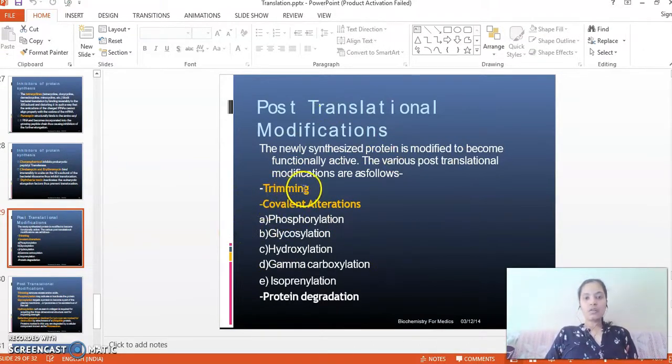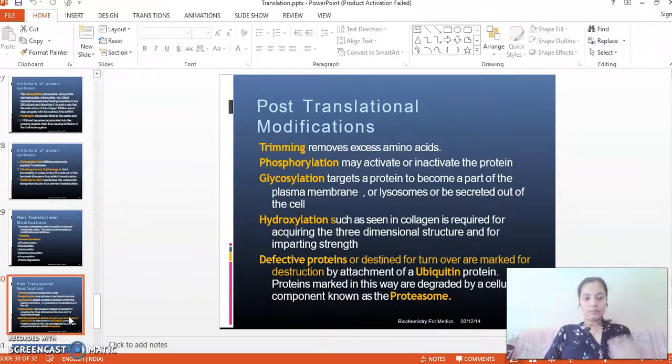First is trimming. Then there are certain covalent alterations which occur, that is phosphorylation, glycosylation, hydroxylation, gamma carboxylation, isoprenylation and protein degradation. Trimming is nothing but removal of excess amino acids. Phosphorylation activates or inactivates the protein. Glycosylation is mainly for the lysosomes, and hydroxylation is in the case of collagen. The hydroxylation reaction takes place in the peptide which is synthesized.